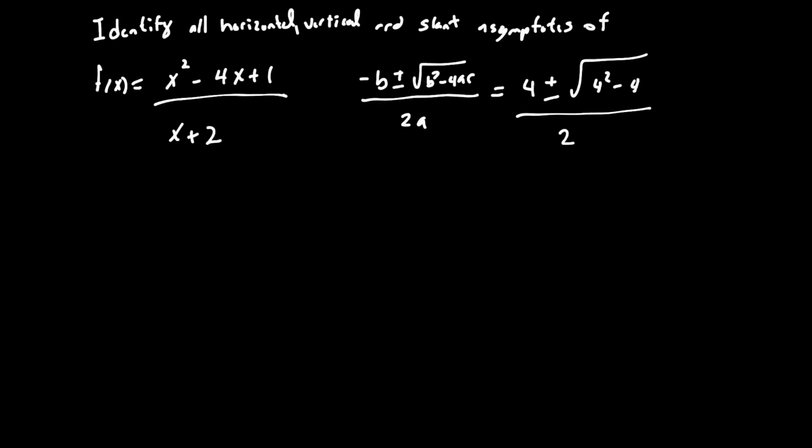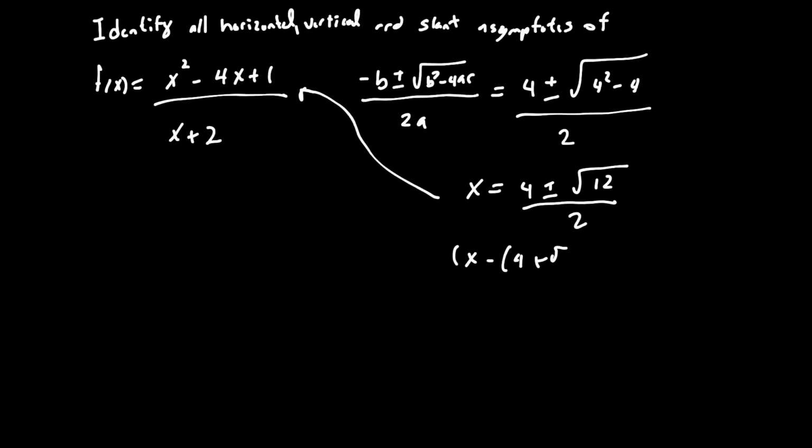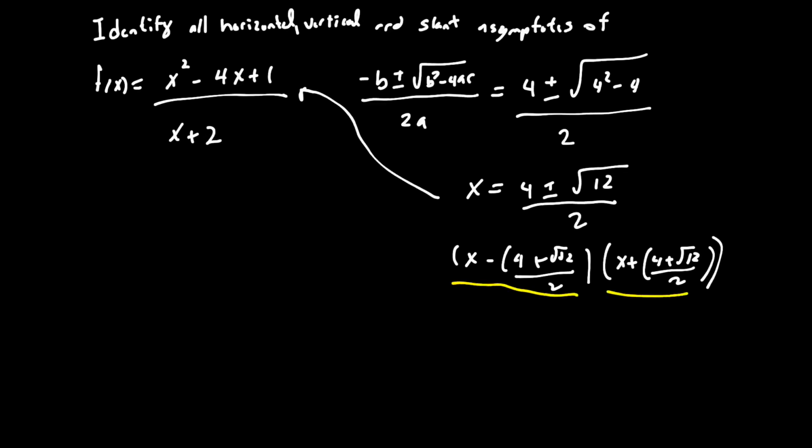Simplifying this, we see that our x values are going to be equal to 4 plus or minus the square root of 12 divided by 2. Now, this means that the factors of this polynomial are going to be given by x minus (4 plus the square root of 12)/2, and also x plus (4 plus the square root of 12)/2. And in both of these cases, these factors are not equal to x plus 2, which tells us we don't have a removable discontinuity.